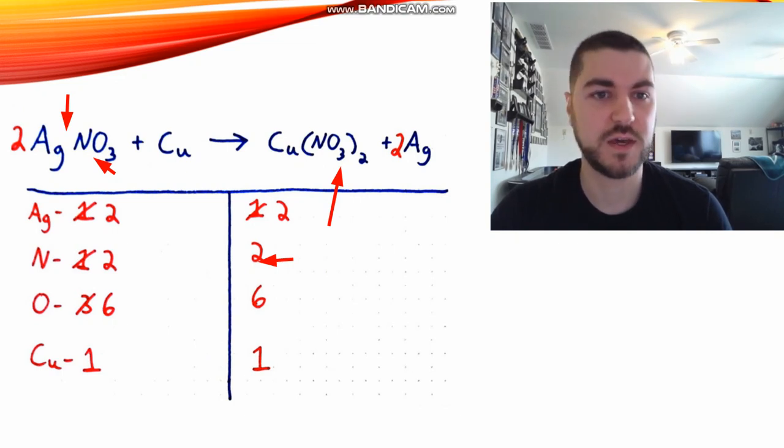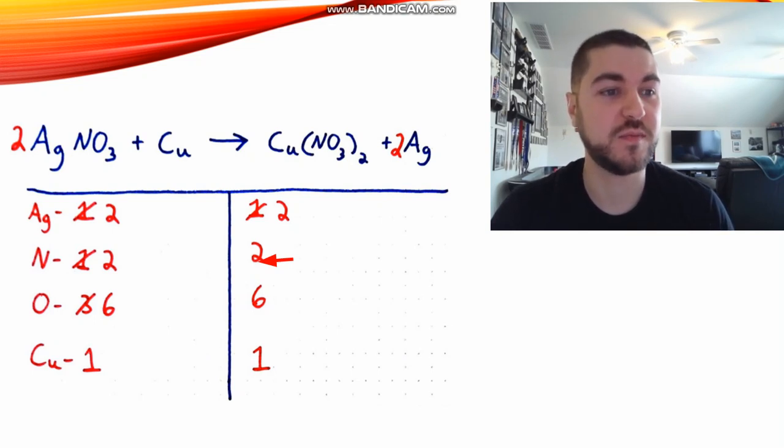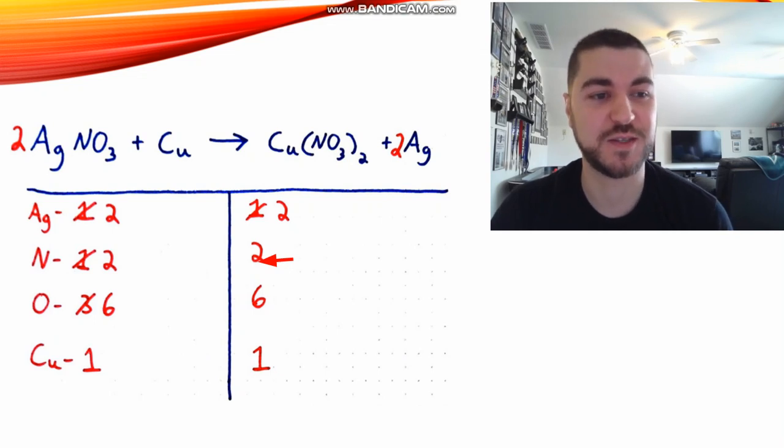So let's do that. So a couple steps here, what I've got to do. I'm going to add a 2 in front of the AgNO3 on the reactant side, and that will change my silvers from 1 on the left to 2 on the left. So now I have 2 silvers. And then the 2 also multiplies across to the nitrogen, so now I have 2 nitrogens. And then 2 times the 3 oxygens on the left gives me 6 oxygens on the left. So now I have 2 silvers on the left, 2 nitrogens, and 6 oxygens.